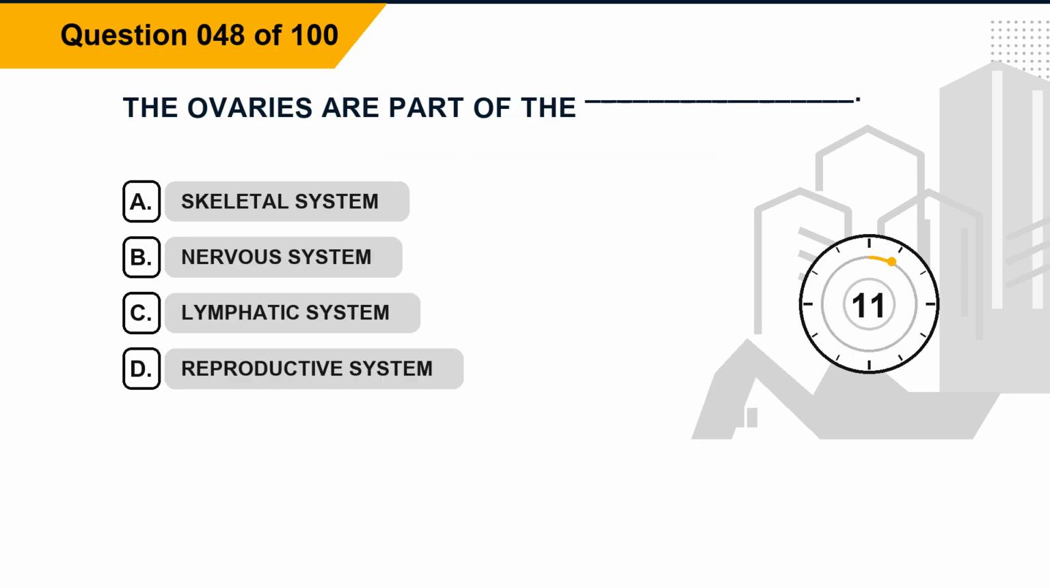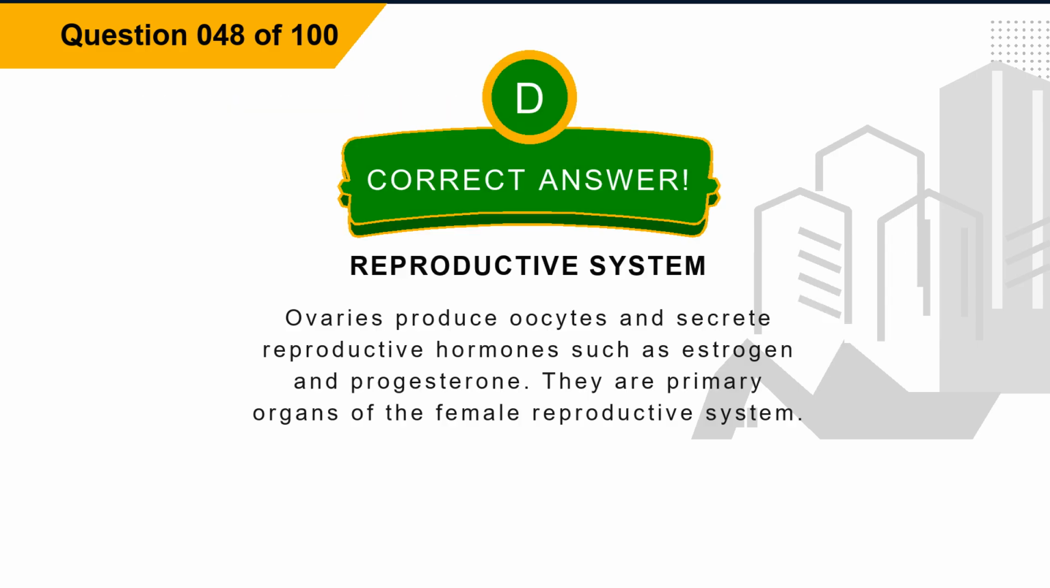Question 48. The ovaries are part of the blank. Option A, skeletal system. Option B, nervous system. Option C, lymphatic system. Option D, reproductive system. The correct answer is option D, reproductive system. Explanation. Ovaries produce oocytes and secrete reproductive hormones such as estrogen and progesterone. They are primary organs of the female reproductive system.